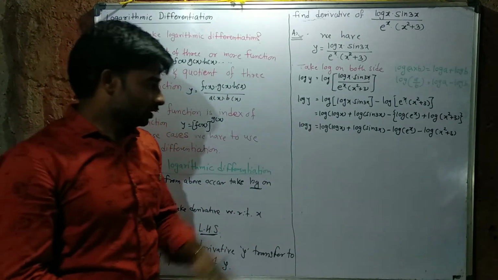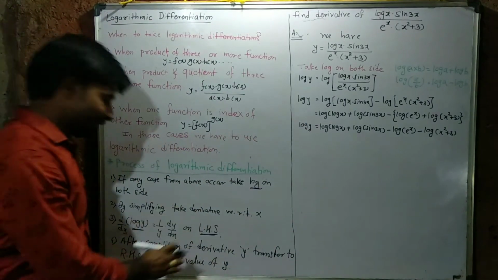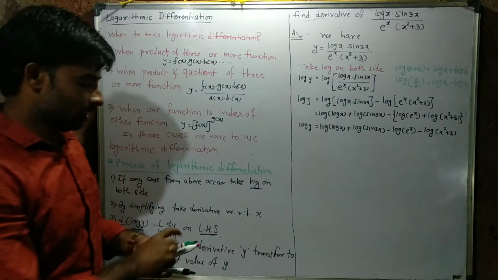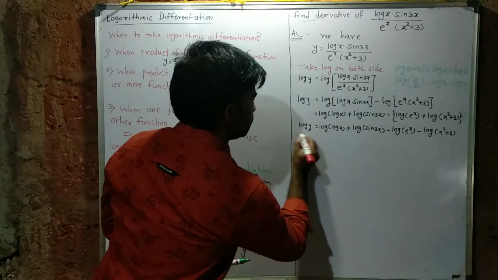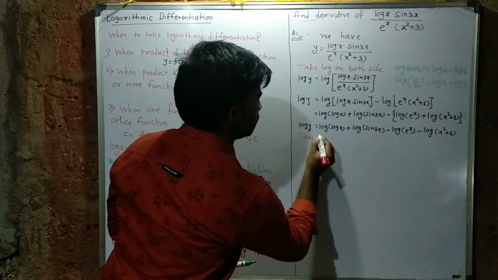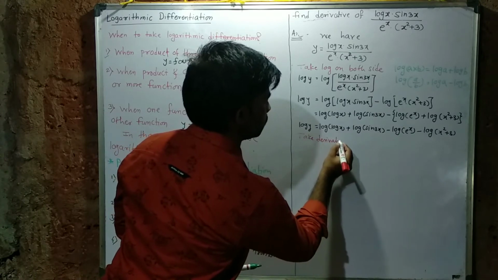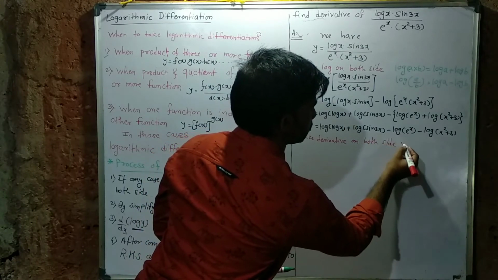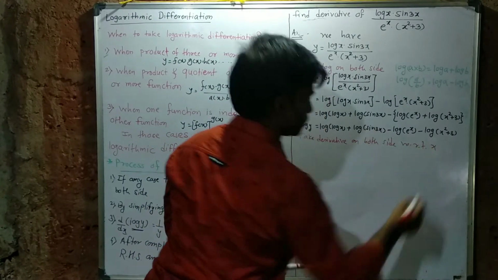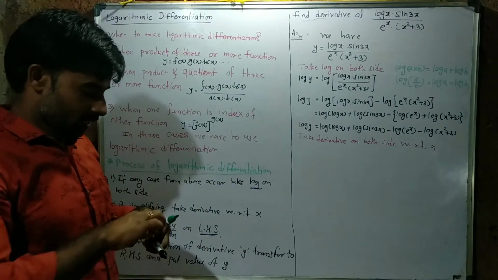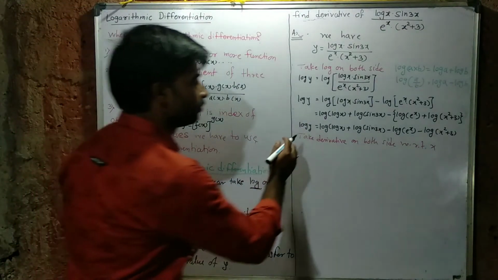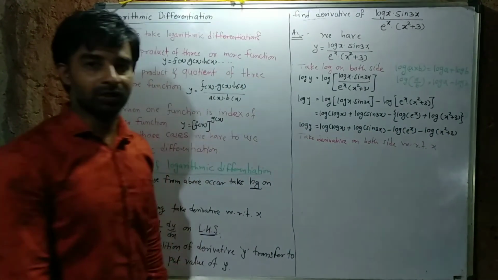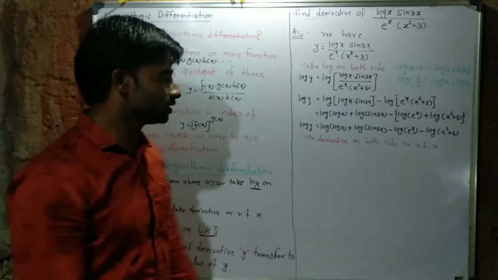After that simplification is done, we have to take the derivative with respect to x on both sides. According to that, we have to take the derivative differently, because this is the addition and subtraction of four functions.